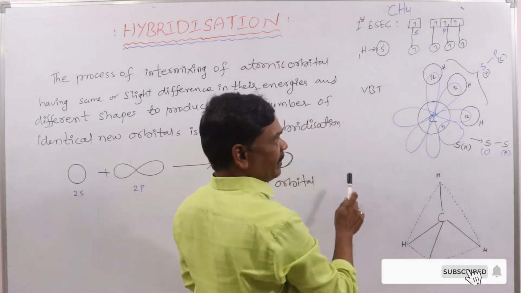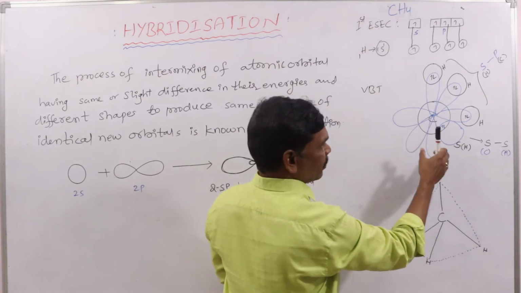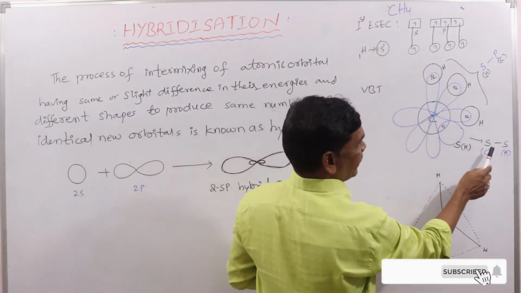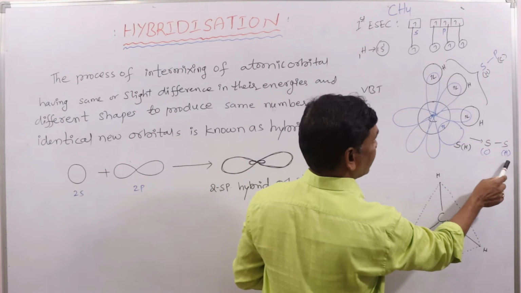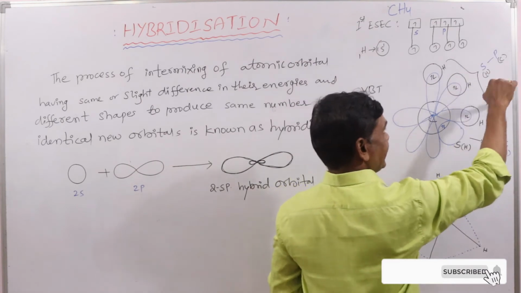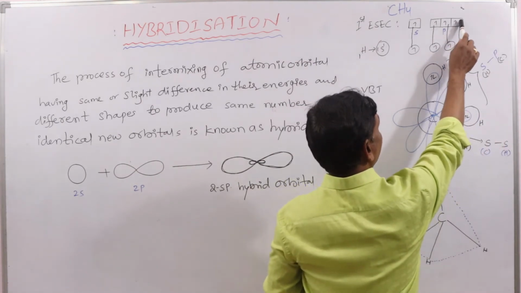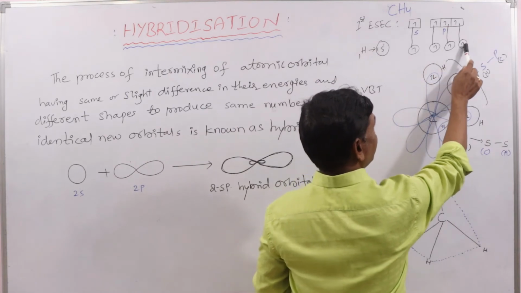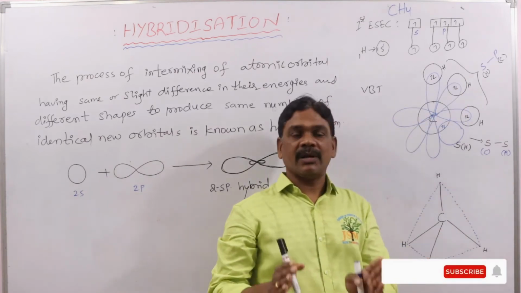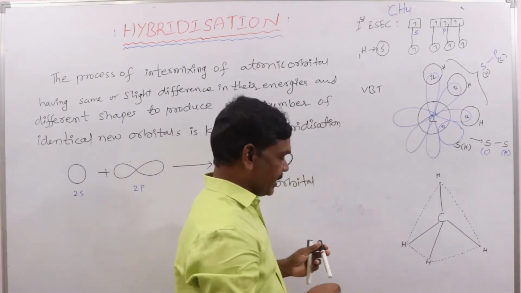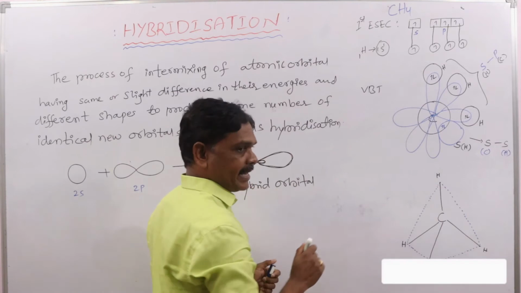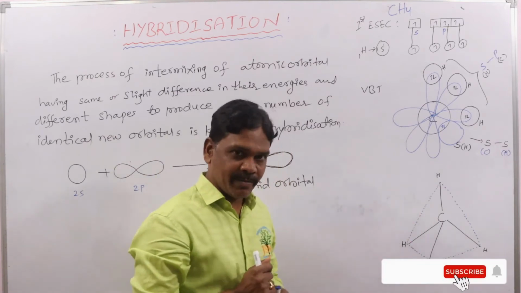So now according to VBT, in the formation of the methane molecule, we observe 2 types of bonds. The first one is the bond between the s orbital of carbon and the s orbital of hydrogen, and the remaining 3 are between 3 p orbitals of carbon and 3 s orbitals of hydrogen. So here we observe 2 types of bonds according to VBT. But experimental evidence shows what? This is the structure of the methane molecule.